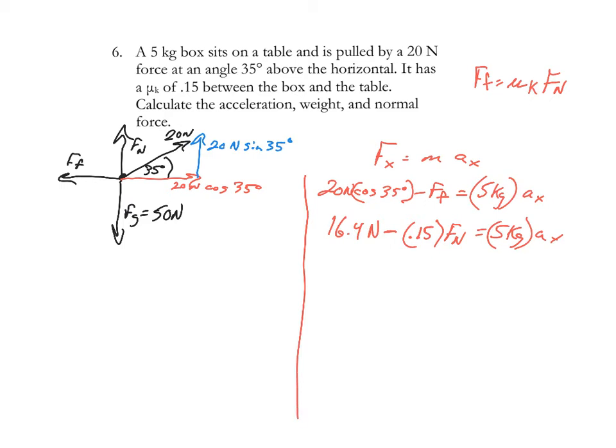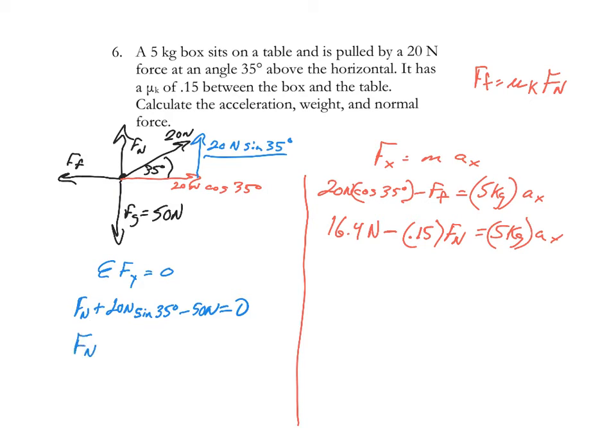So, I got to come over here to my sum of the forces in the y direction equals 0. Why? Because it's not accelerating in the y direction. I have force normal going up plus 20 newtons times the sine of 35, that's this, and minus 50 newtons because that's down. That all equals 0. 20 times the sine of 35 is 11.5. So, whoa, what happened there? That was weird.